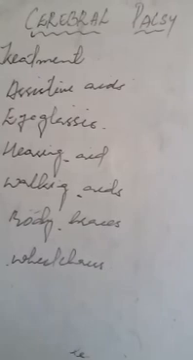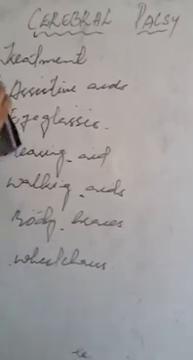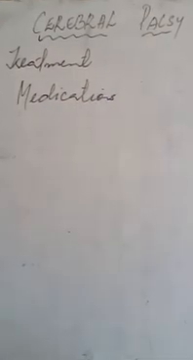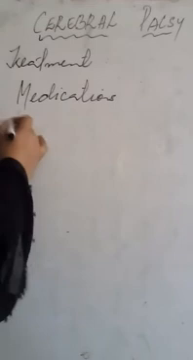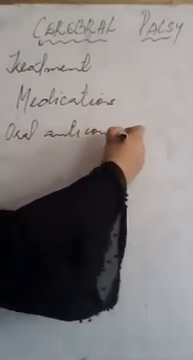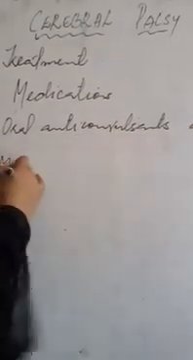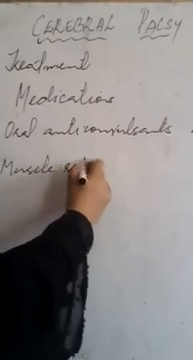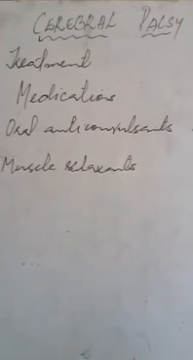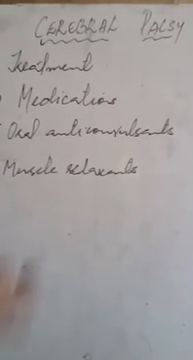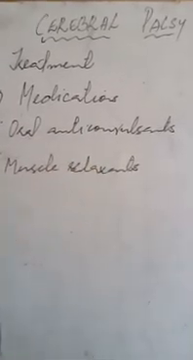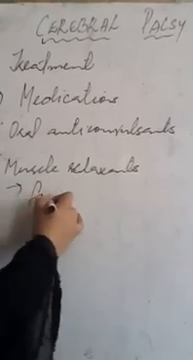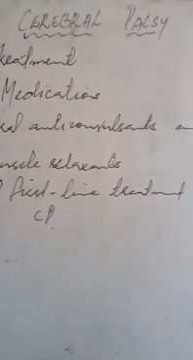Now you will see the medication. In medications, oral anticonvulsants and muscle relaxants are used. For the treatment of cerebral palsy, what medication is used? Oral anticonvulsants and muscle relaxants are used. These are commonly used as a first line treatment. This is the first line treatment for cerebral palsy.